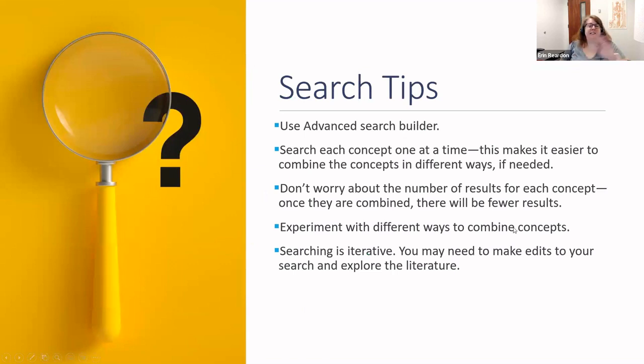So these are just some of the tips that we talked about. Use the advanced search builder. You want to search each concept one at a time. Don't worry about the number of results for each concept, because once they're combined, there's going to be fewer overall. And you can experiment with different ways to combine those concepts. And then you also want to remember that searching is iterative, so you might need to make edits to your search and explore the literature.